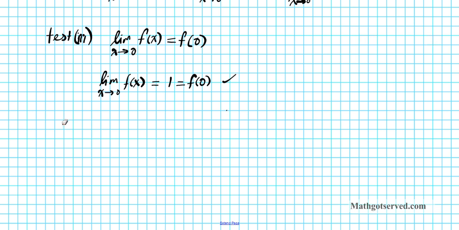So what's our conclusion? The conclusion is that the function is continuous at x equals 0. All right, so there you have it.